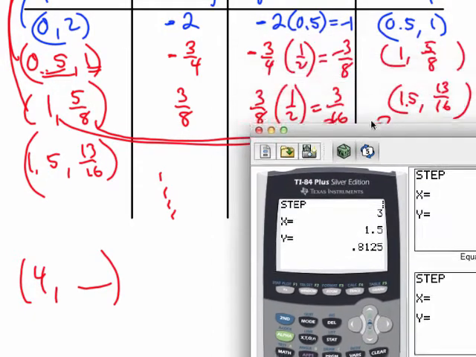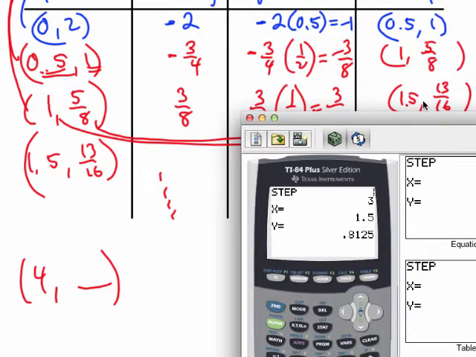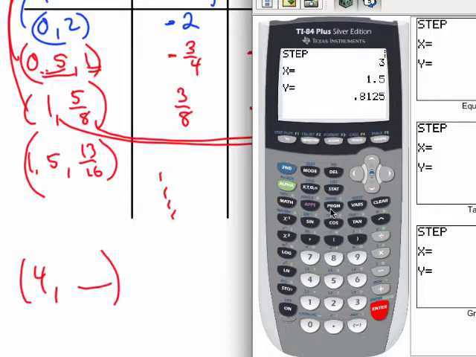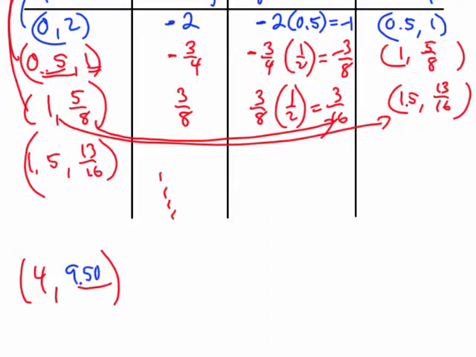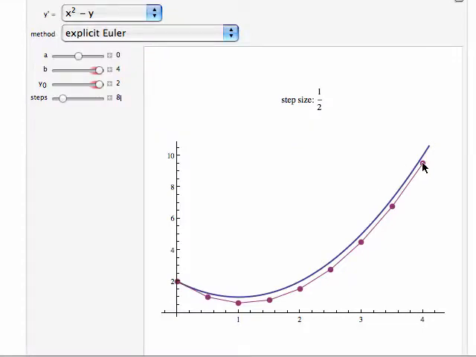Third one, (1.5, 13/16) is what that is. And so I can keep going along the way: x equals 2, x equals 2.5, x equals 3, x equals 3.5, x equals 4. My y value is approximately 9.502. So y of 4 is approximately 9.502, which on my animation is right there, and you can see the y value there. That decimal is what we just calculated, 9.502.